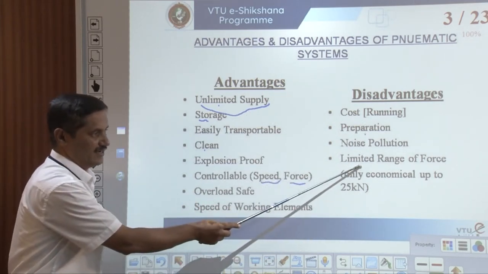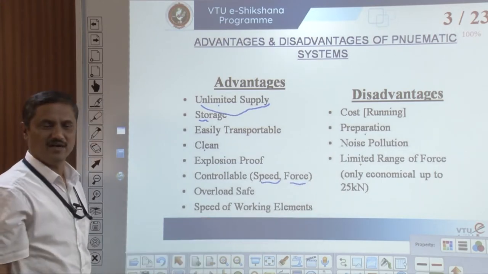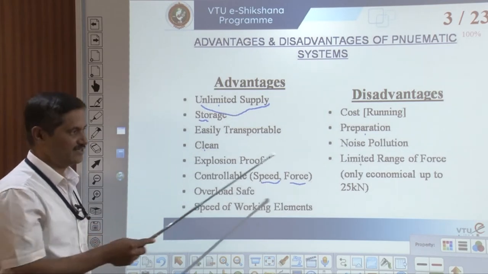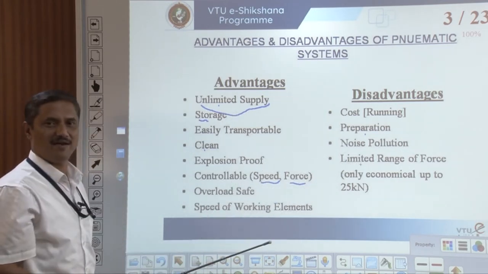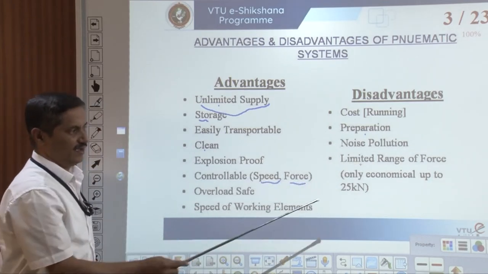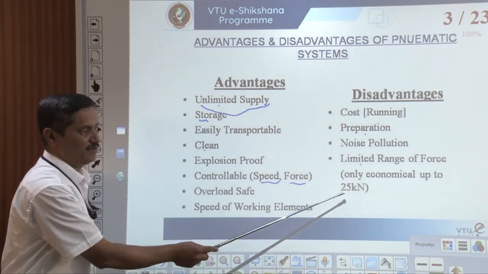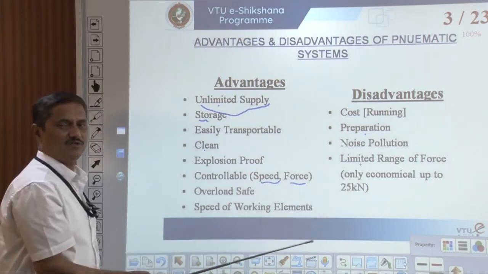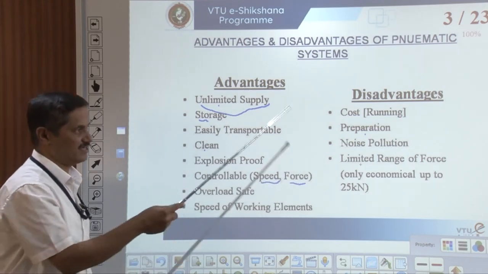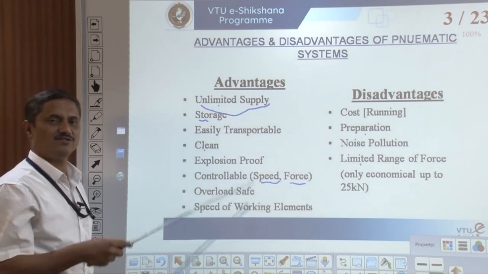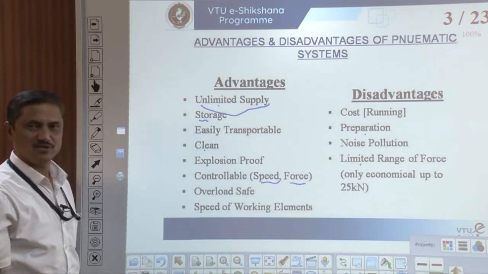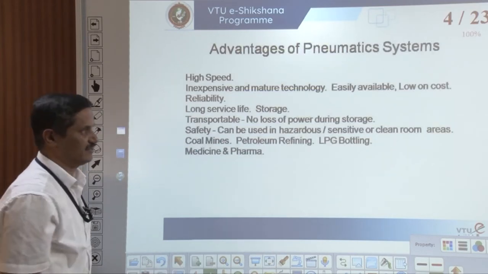And limited range of force compared to hydraulics. Hydraulics can be used up to very high force requirement levels, whereas air applications are limited to a certain force level. So this is another disadvantage. And it is only economical up to some 25 kilonewton to 30 kilonewton area. If you go beyond that, the compressor size will increase, the running cost will increase. So you will not be running it economically over a period of time. So this is one of the major disadvantages.